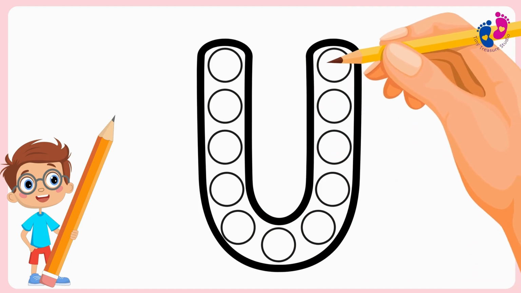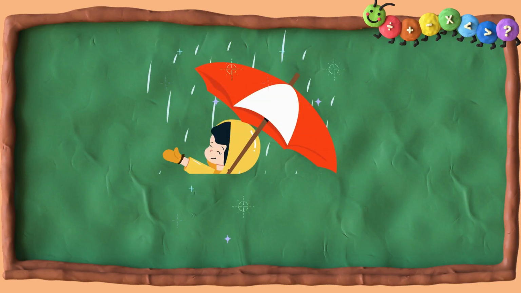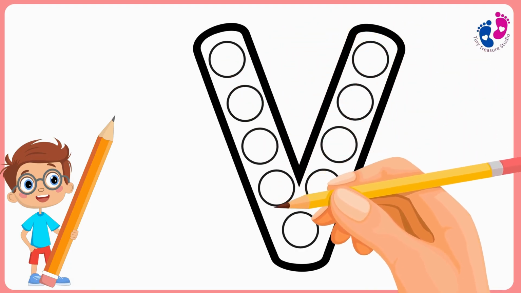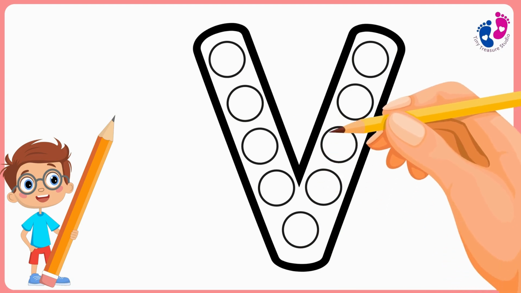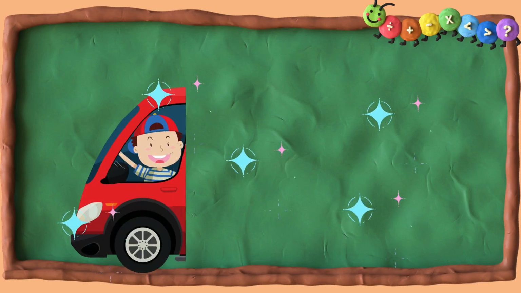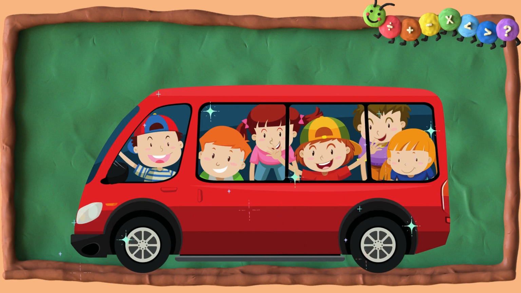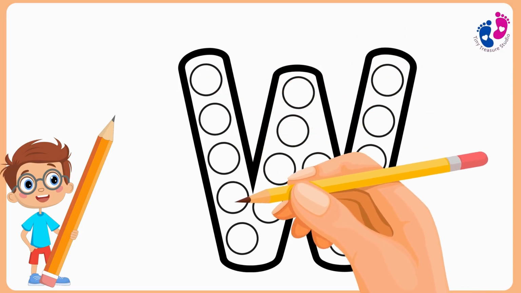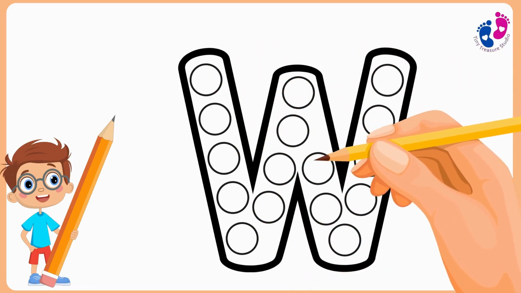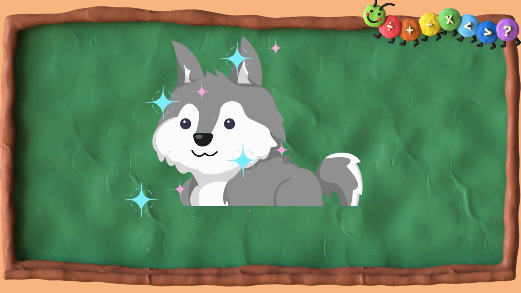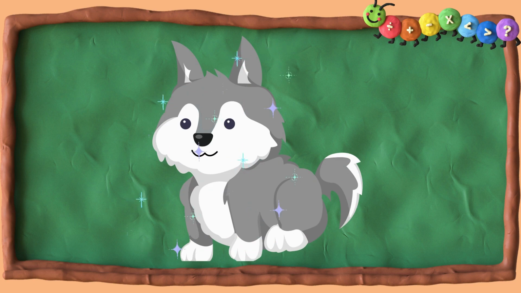U. U is for umbrella. V. V is for van. W. W is for wolf.